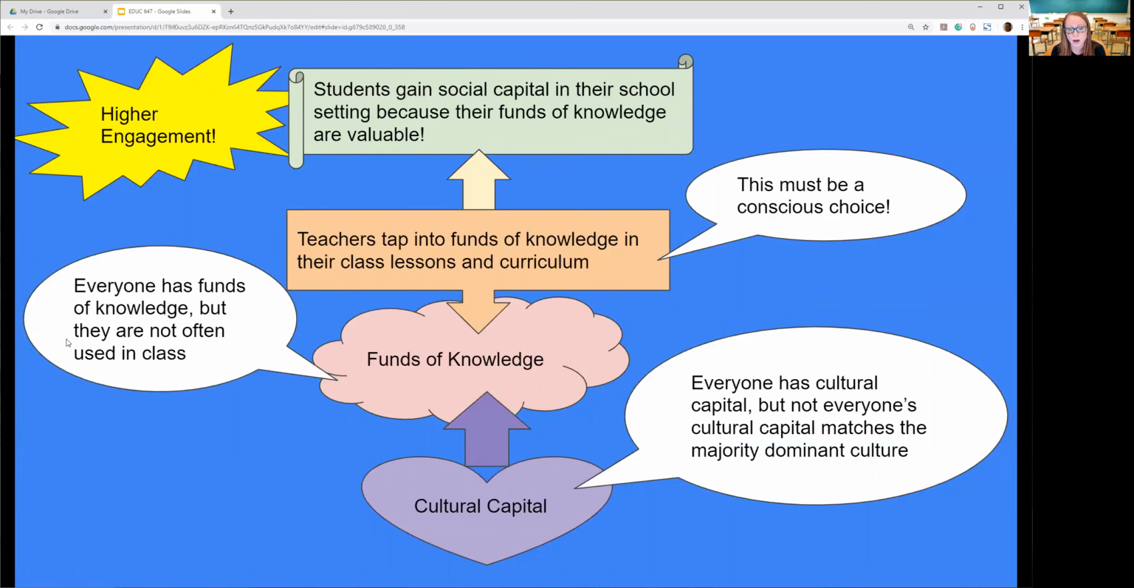Everyone has funds of knowledge, but they're not always used in class. So if there's something that you knew as a kid that you were well versed in, some skill set you had that never got tapped into and you never got to use it in school, that's an example of you not getting to use your funds of knowledge. If teachers intentionally seek out and tap into those funds of knowledge and put them into their lessons and build it into their curriculum, we make that conscious choice. We are increasing the opportunity for that kid to be engaged, the opportunity for that kid to have an advantage in that lesson, and therefore in that school setting in my classroom, they now have better social capital, meaning that they are a more valuable member of that group now because they can contribute more and connect more with the processes taking place.